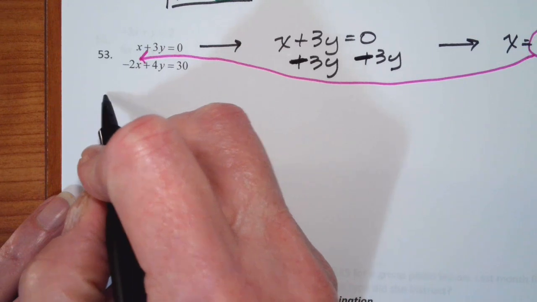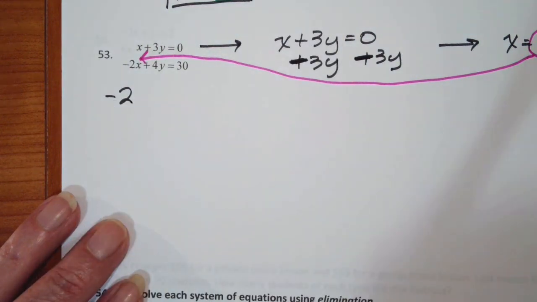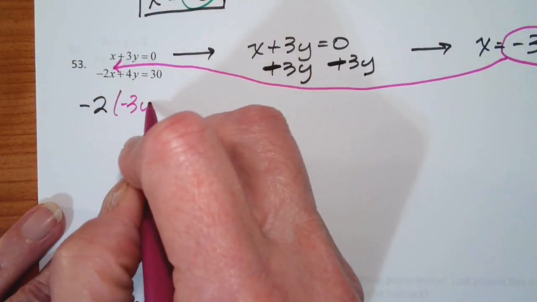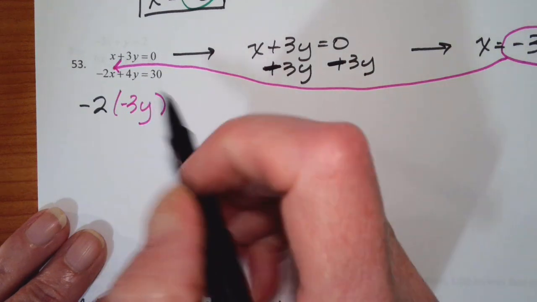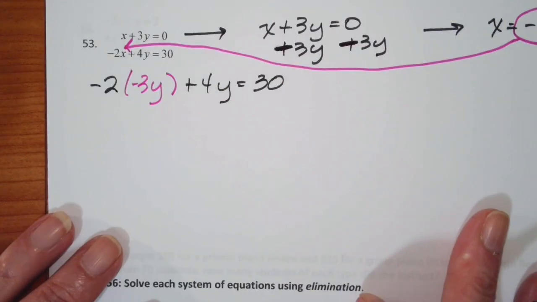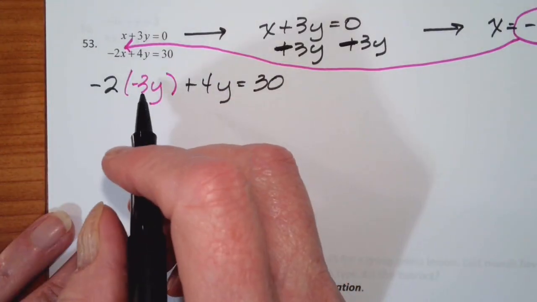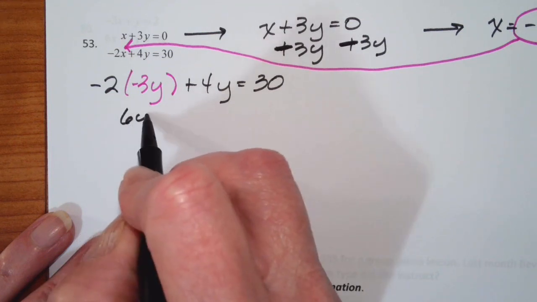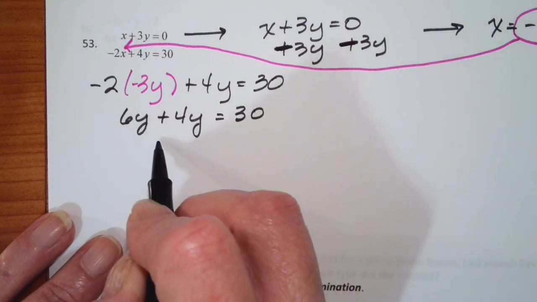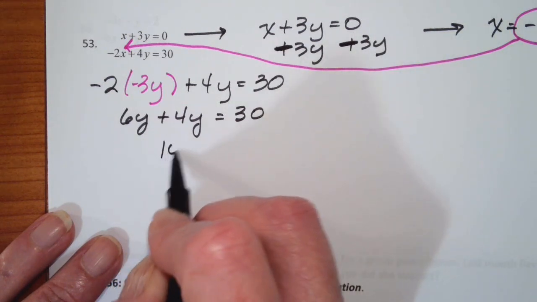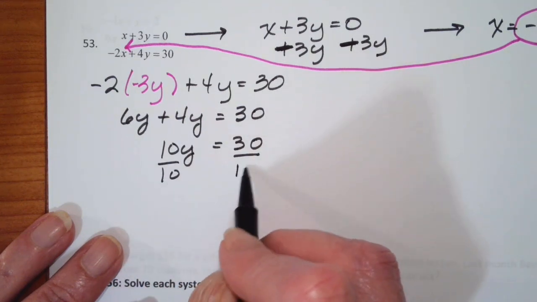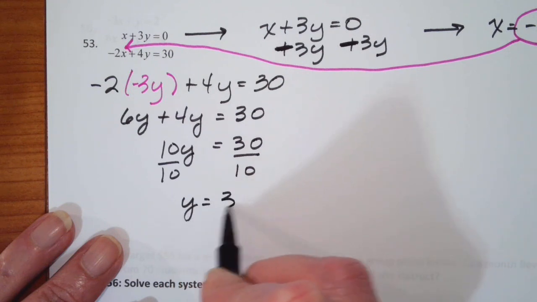So that's going to give me negative 2 times, instead of x, I'm going to put its equivalent of negative 3y, plus 4y is equal to 30. That gives me 6y plus 4y is 30. y is 30. And I get that y is 3.